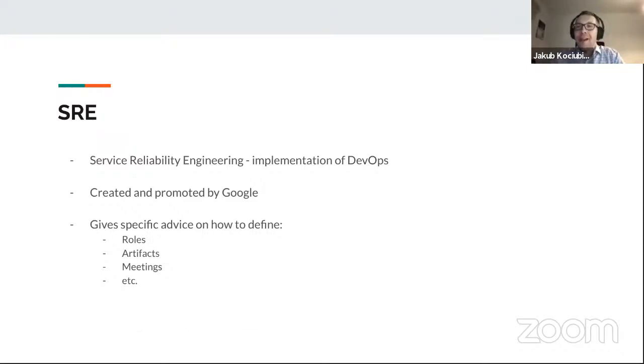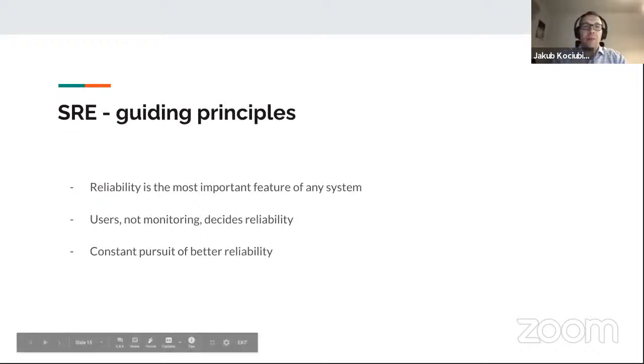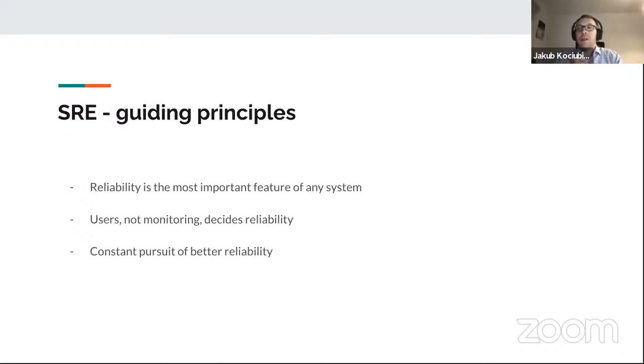Yeah, well, so SRE, site reliability engineering, as I said. Now let's get maybe to the guiding principles. There are pretty much 3 guiding principles of SRE that we should look at. First one is we need to say that reliability is the most important feature of any system. So if your system isn't reliable, then it's probably no good. It doesn't matter what features you have. It doesn't matter what you provide. It doesn't bring any value if it's not reliable.